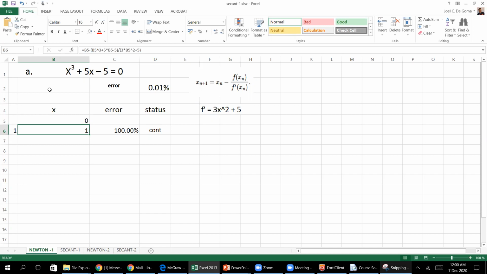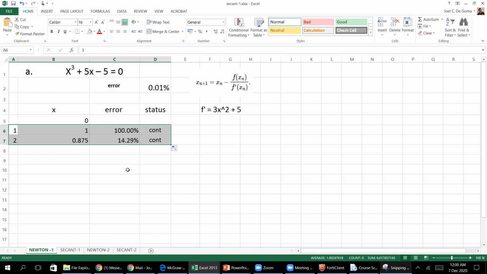So next, we're going to substitute 1 to our next loop. So it will be 1 minus 1 cubed plus 5 times 1 minus 5 all over 3 times 1 raised to 2 plus 5. Okay, so that will be our solution for the next iteration. So the result is 0.875.